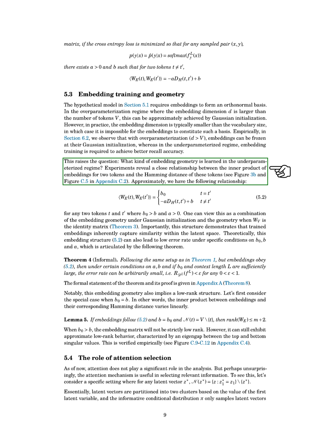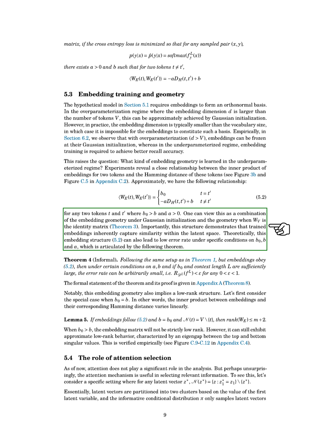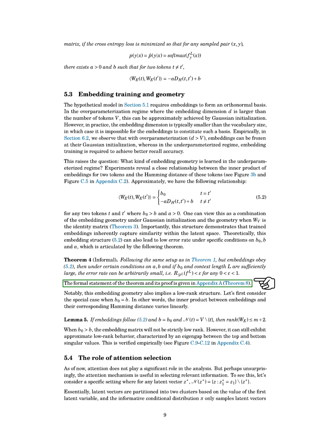We investigate the geometry of embeddings in the underparameterized regime and find a connection between the inner product of embeddings for two tokens and the Hamming distance between these tokens. This relationship indicates that trained embeddings naturally capture similarity in the latent space. The structure of these embeddings can lead to low error rates under specific conditions, as detailed in a theorem provided in the appendix.